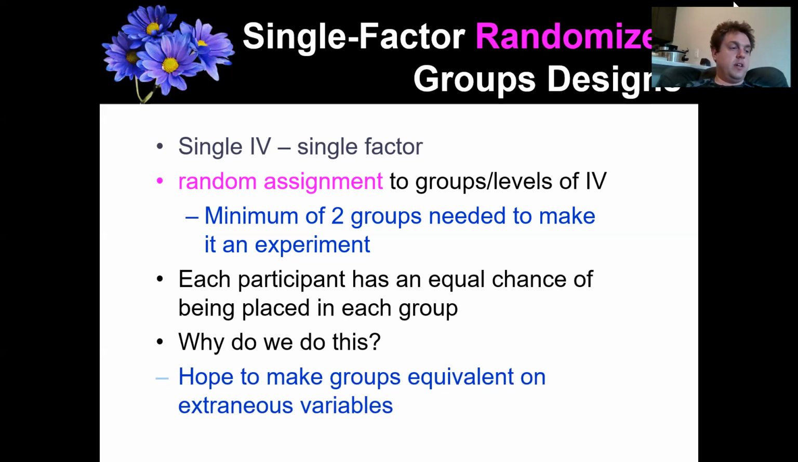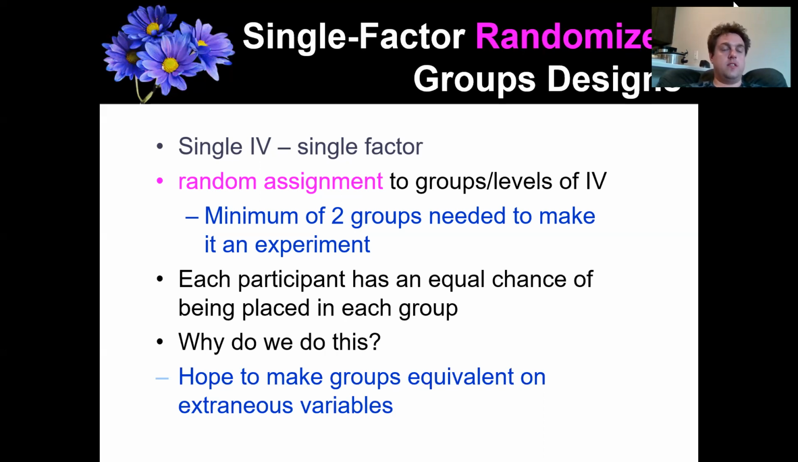So a key assumption with a between subjects design is that random assignment is going to make the groups equivalent, or at least very close to equivalent, on extraneous variables. Okay, let that sink in. Write that down for sure. So when we randomly assign people, we hope to make groups equivalent on extraneous variables.